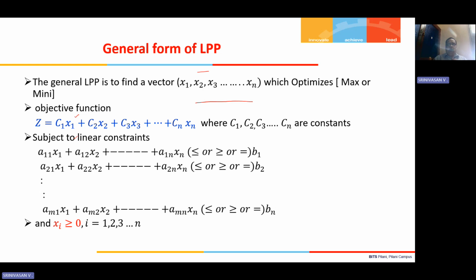So a21 x1 plus a22 x2 etc. plus a2n xn less than or equal to, or greater than or equal to, b2, etc., am1 x1 plus am2 x2 plus etc. plus amn xn less than or equal to, or greater than or equal to, bm. And xi greater than or equal to 0.